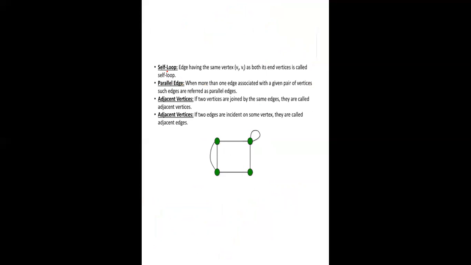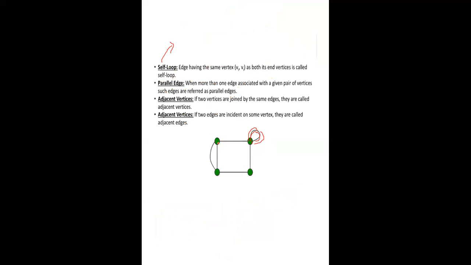Next is self loop. A self loop has the same vertex. For example, in this case, when the edge comes from a vertex and goes back to the same vertex, then it is called a loop. When both the source and end vertices are the same, then we say it is a self loop.